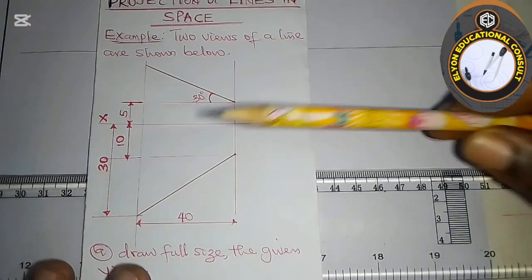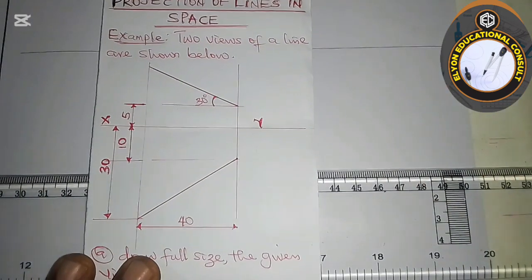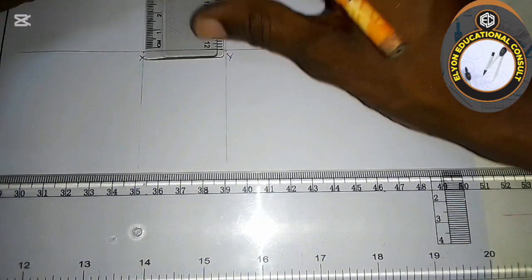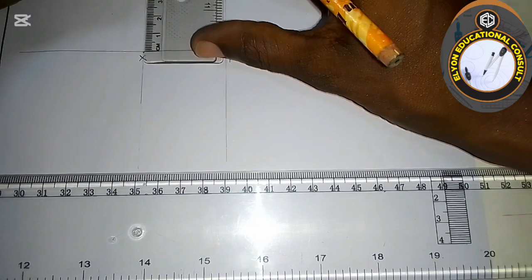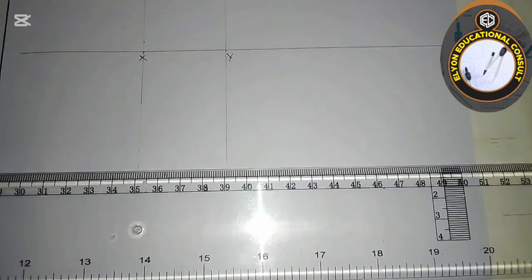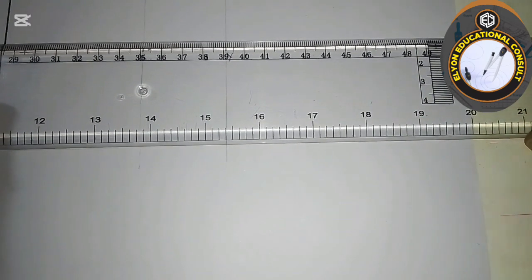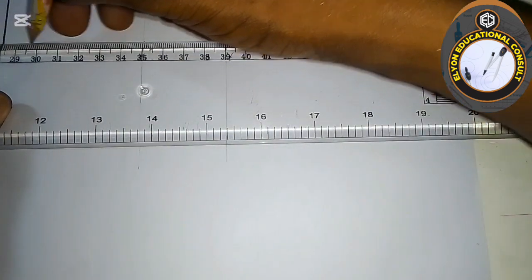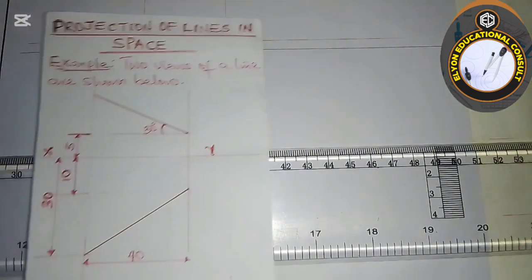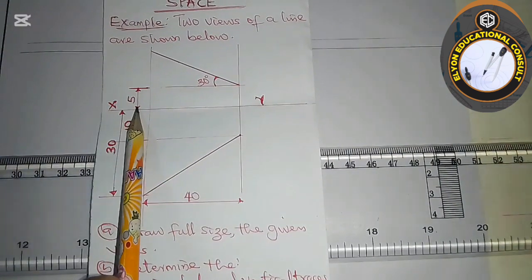Okay, so we have that. I'm drawing the given view actually. Then from here we are told that it's 5. So I'll put in 5 from this part here, that is 5. From that point now, draw across it like that, thin line. All right, so we have this part now from the XY line.